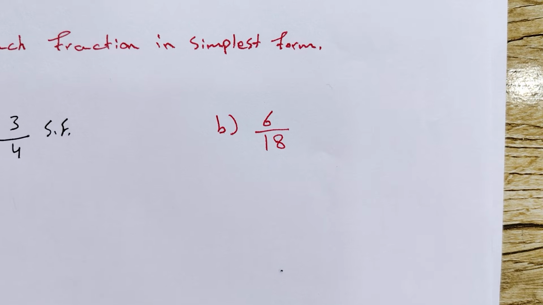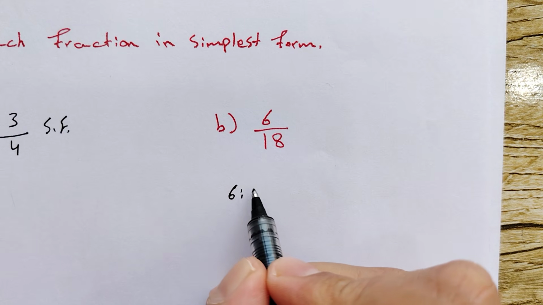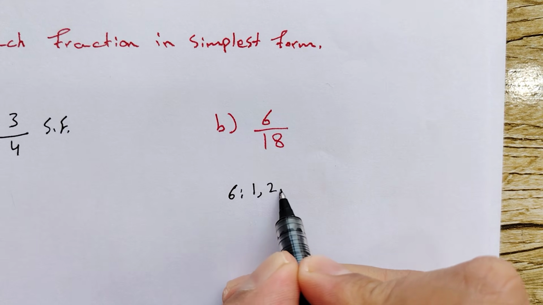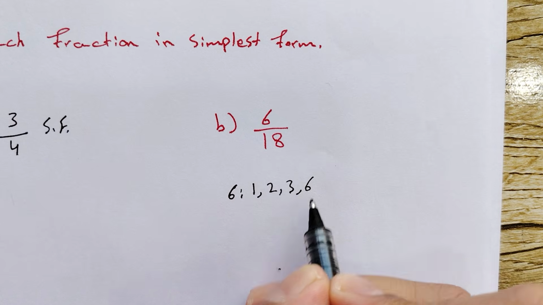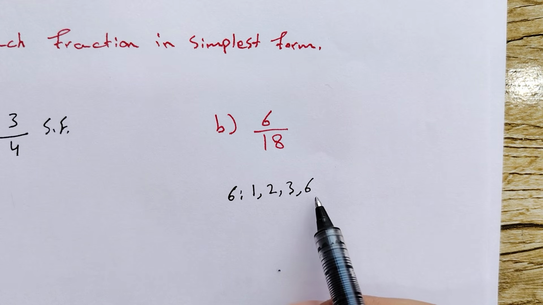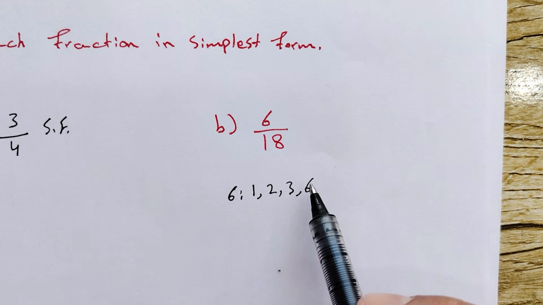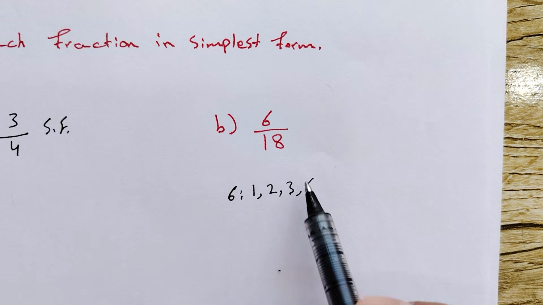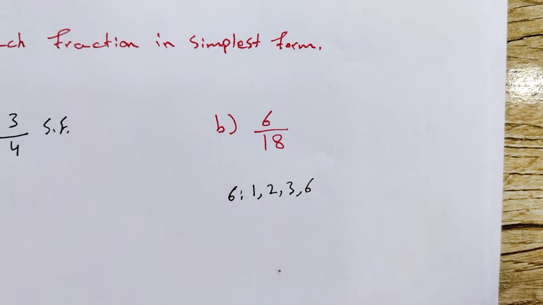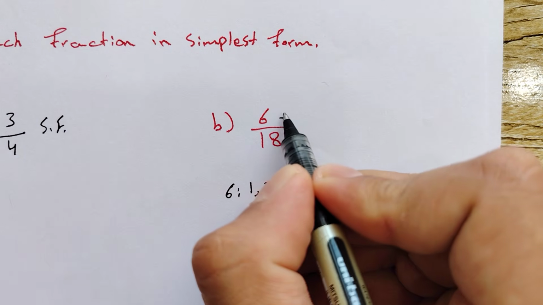Same for that one. 6 over 18. Same. I want you to write the factors of the numerator, which is 1, 2, 3, and 6. Okay. Now, I want you to go to the greatest factor, which is the 6. We always check the greatest factor first. 6. Can I divide 6 by 6? Yes, because it's a factor of 6. Then can I divide 18 by 6? Yes, we can, because 6 times 3 is 18. So we divide them by 6.